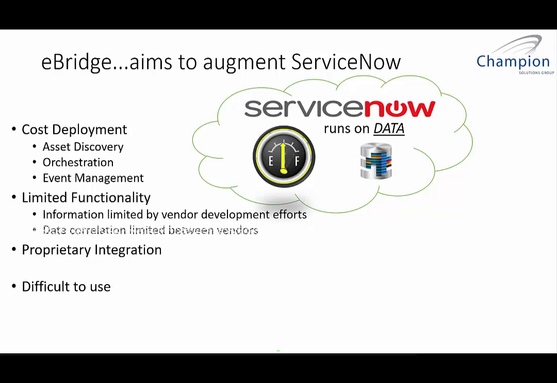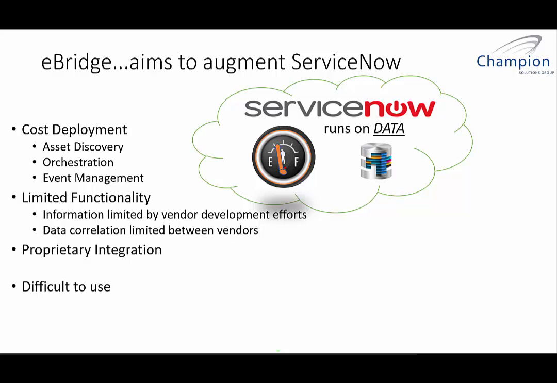And this, of course, leads to our next problem: simply limited functionality, with information limited by vendor development efforts. You could have a third-party application, whether that's an endpoint management system or whatever it is, and they don't have an integration into ServiceNow, or if they do, it's very limited. They're not giving you all the data that you need, and usually it's unidirectional, not bidirectional back to the application, so that also suffers under orchestration.